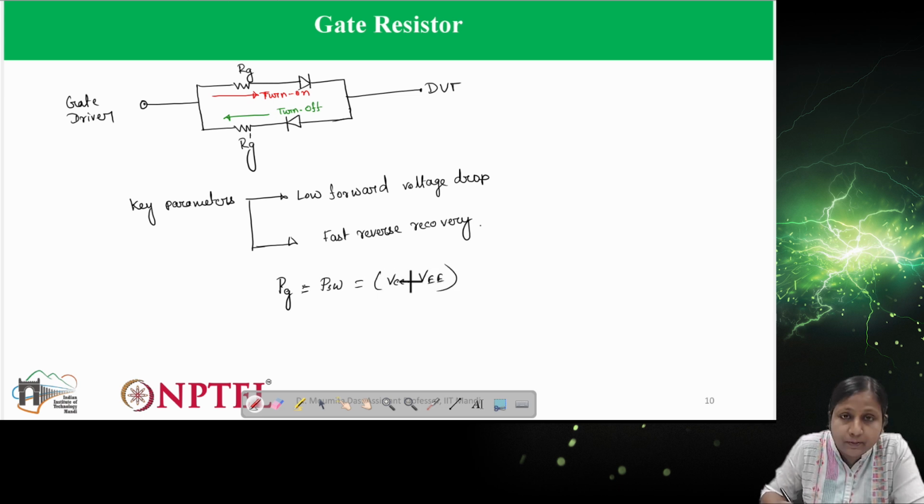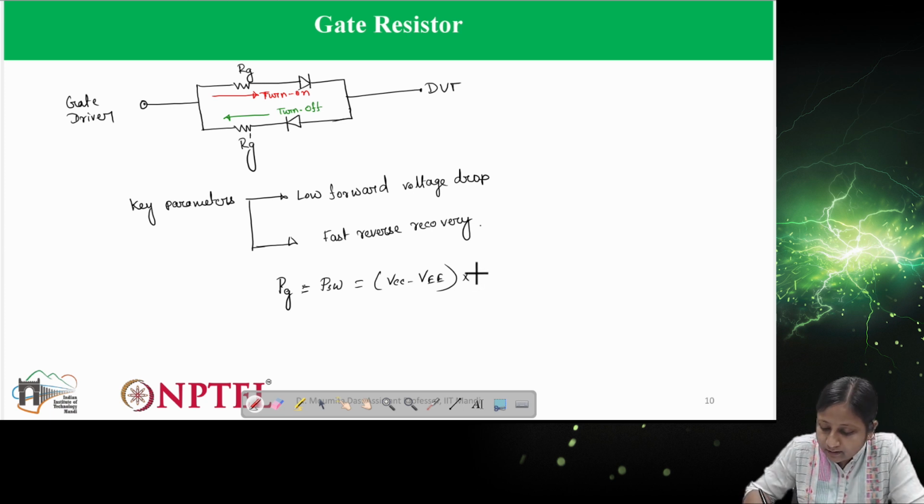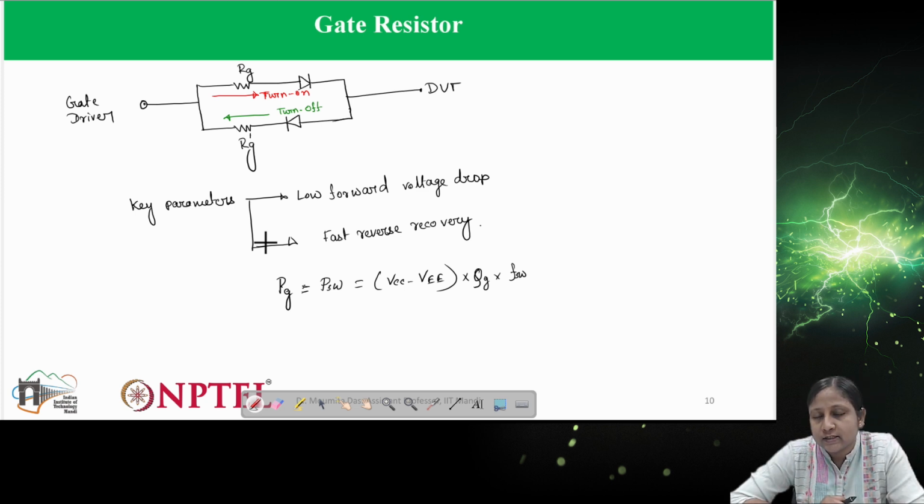So these are the supplies of the gate driver IC multiplied by the charge required for the input capacitance, multiplied by the switching frequency. So this should be the power rating of the gate resistance that we need to consider. Okay, now you know what parameters we need to consider for the gate resistance.